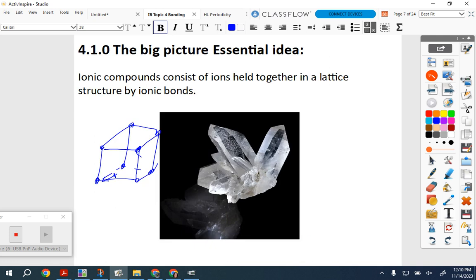All right, so when we're talking about ionic compounds, a lot of times you can think about crystal structures. I have some crystals from the Rocks and Minerals store at the Natural History Museum, which is pretty much the best place to go. But an ionic compound consists of positively and negatively charged ions, held together in a lattice structure by ionic bonds. So what is an ionic bond?